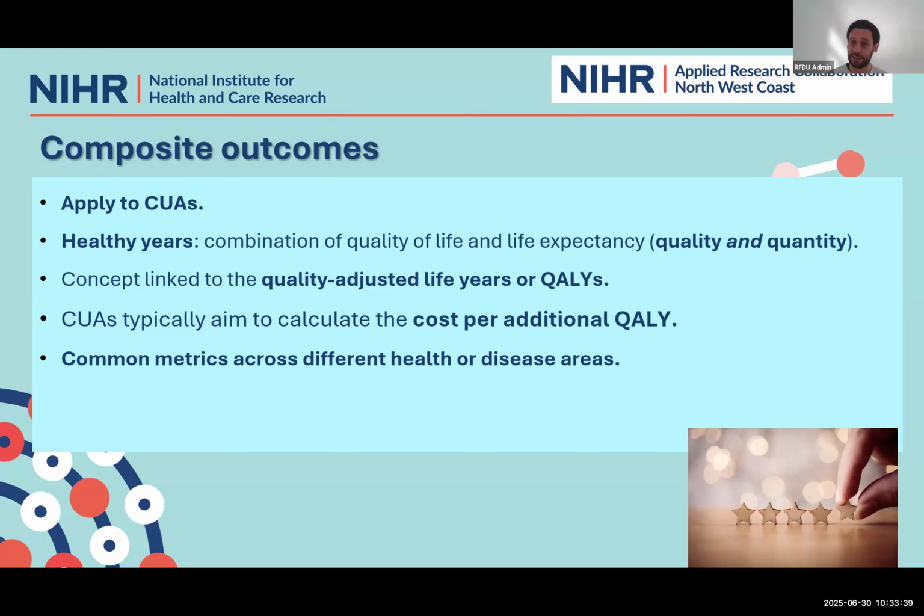And it's good to have this common metric, because then you will know that an intervention in diabetes will cost X amount of money to get one additional QALY. In a stroke, an intervention will cost X amount of money to get, again, an additional QALY. So you can compare different interventions applied to different health or disease areas. And that is not always possible with, for example, a reduction in blood pressure or weight loss. Those are really not common currencies you can use for different health or disease areas.